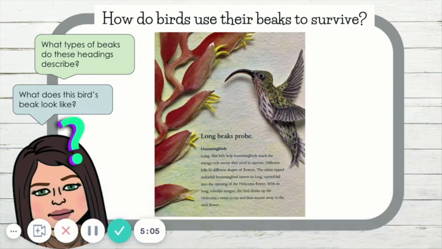Now, in our text, it also shared with us the name of this bird. What is the name of this bird? A hummingbird. Thank you for sharing that close observation. The hummingbird's long, thin, curved beak reaches into that flower to drink up that sweet syrup. That's how this bird uses its beak to survive. Let's look at the next page.